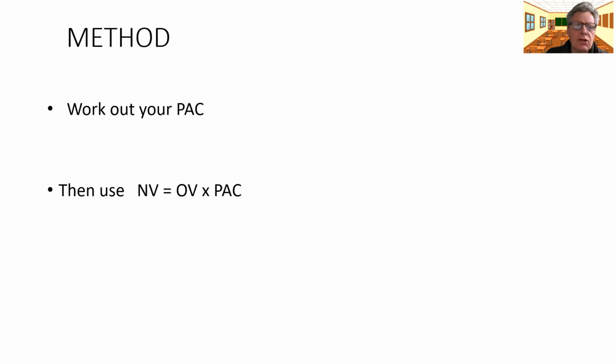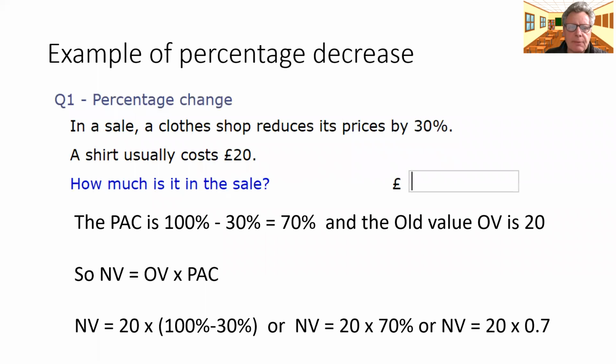Our method is to work out our PAC, percentage after the change, which for an increase is 100% plus whatever the change is, or for a decrease is 100% minus the change. Then we use old value. The new value is the old value times the PAC. So let's have a little look at some examples.